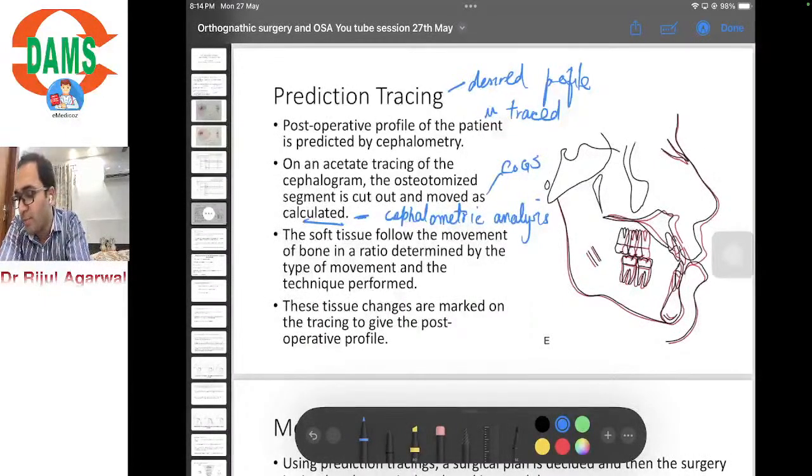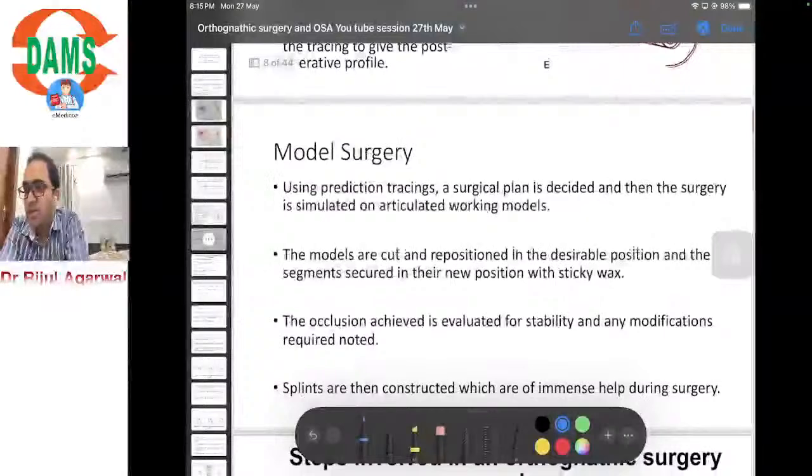So from your exam point of view, two things are important here. What is prediction tracing? First thing, it is done on lateral cephalogram. Okay, and how is it done? It takes the help of the COGS analysis, that is the cephalometry for orthognathic surgery. These two things are important. You should remember them from your exam point of view. Okay. Next is model surgery.